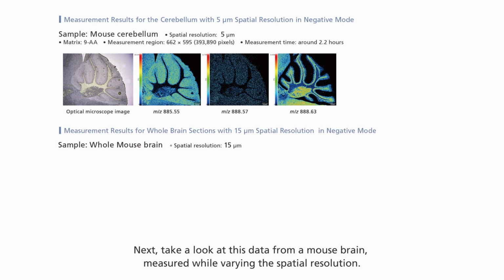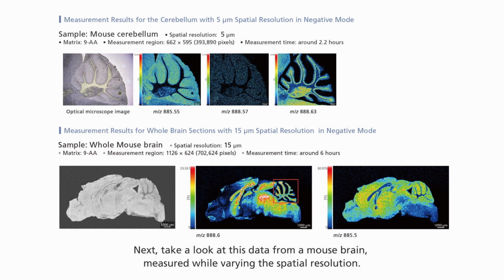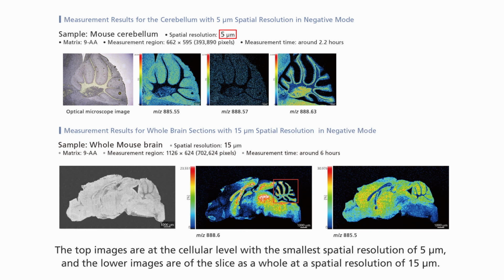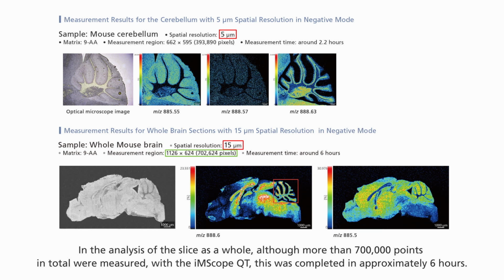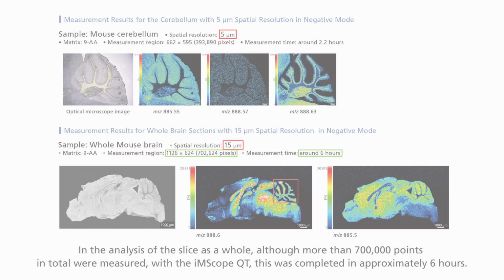Next, take a look at this data from a mouse brain, measured while varying the spatial resolution. The top images are at the cellular level with the smallest spatial resolution of 5 micrometers, and the lower images are of the slice as a whole at a spatial resolution of 15 micrometers. The spatial resolution of the MS images can be adjusted according to the aim of the analysis. In the analysis of the slice as a whole, although more than 700,000 points in total were measured with the iMScope QT, this was completed in approximately 6 hours.